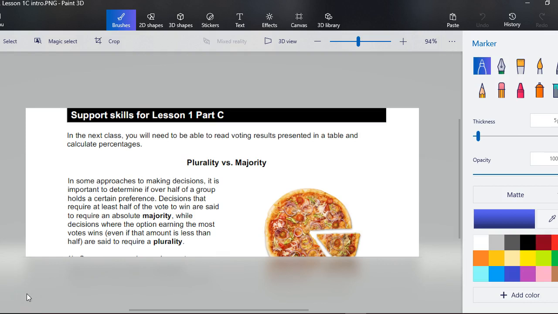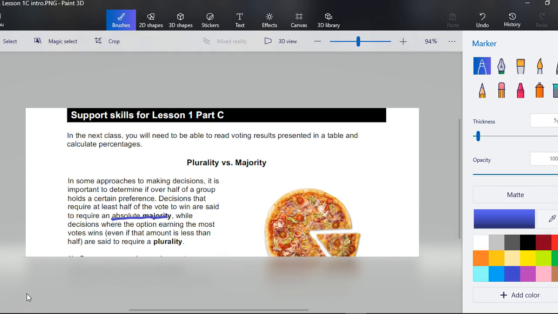Right here at the title, you see plurality versus majority. In some approaches to making decisions, it is important to determine if over half of a group holds a certain preference. Decisions that require at least half of the vote to win are said to require an absolute majority.